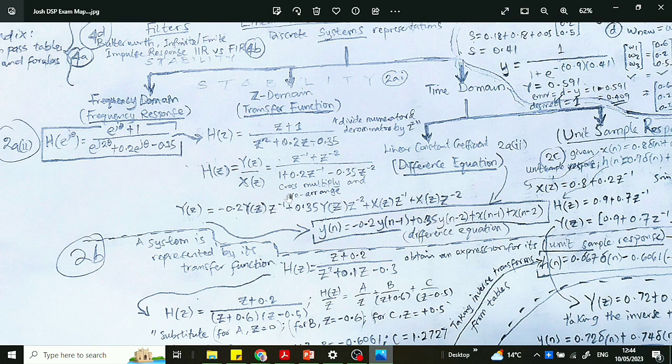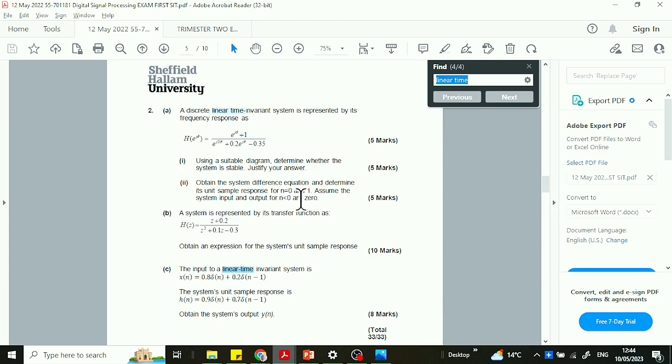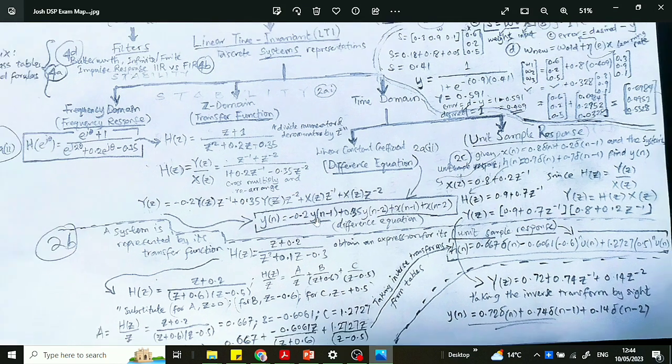The same way you looked at this and map this together. Okay, now how do you get the unit sample response? I've not done that because that was not done here. Okay, because I think that's what that 5 marks is for. This other 5 marks is for this difference equation. These 5 marks is for this. So that's that about 2a.